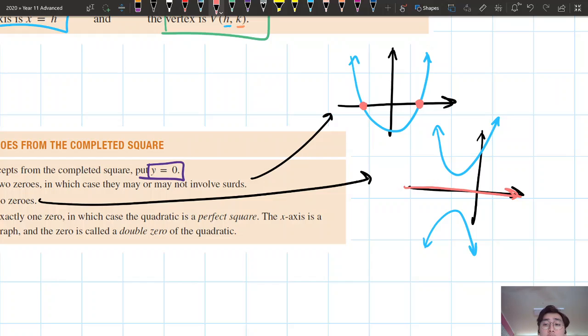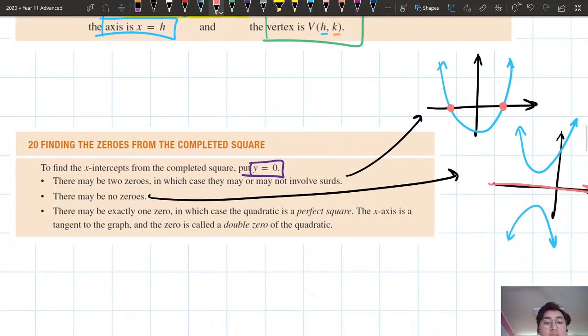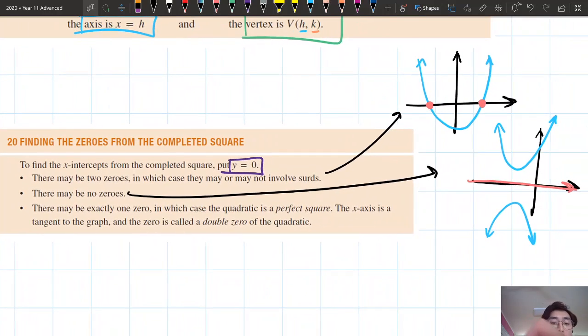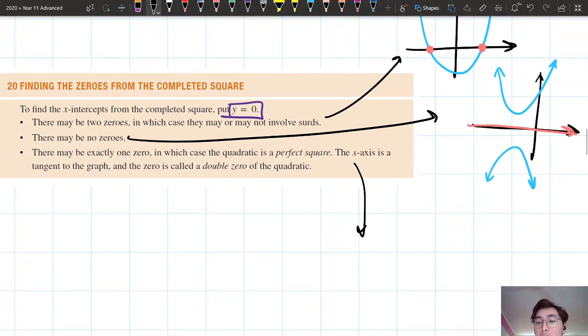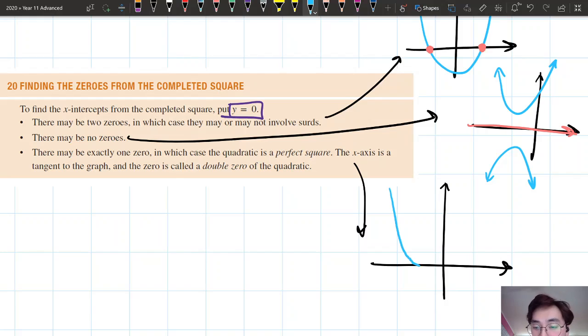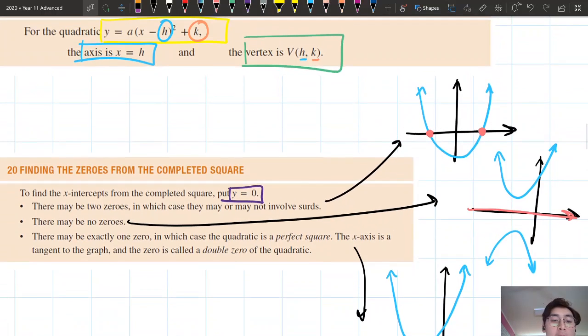And there's also a final case where there's only 1 zero, and this is called a perfect square, the case where there's a double zero. What this looks like is, if I drew my parabola, it touches the x-axis at one point only. So this is the case of a perfect square. By completing the square, you're going to be able to find the x-intercepts by doing this main step of solving y is equal to 0. We're going to go through a few examples of that below.